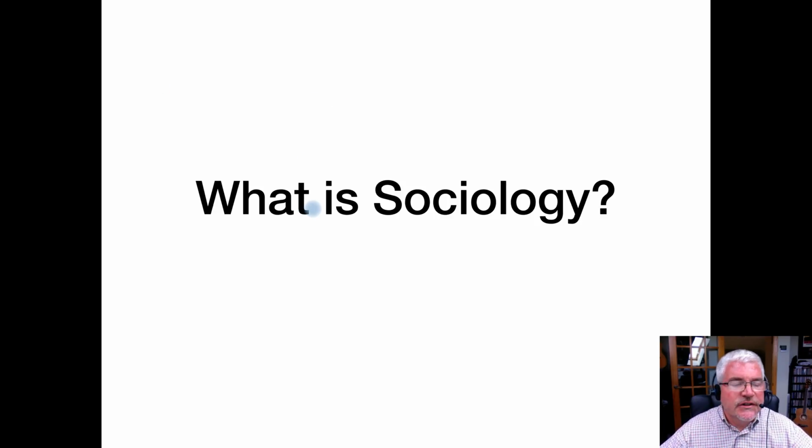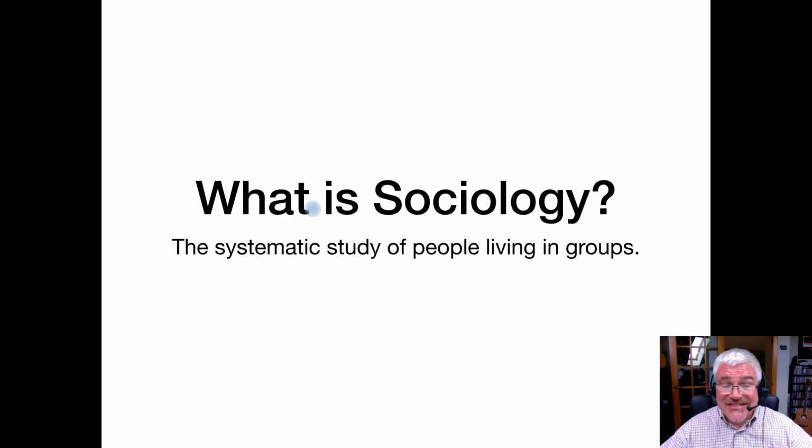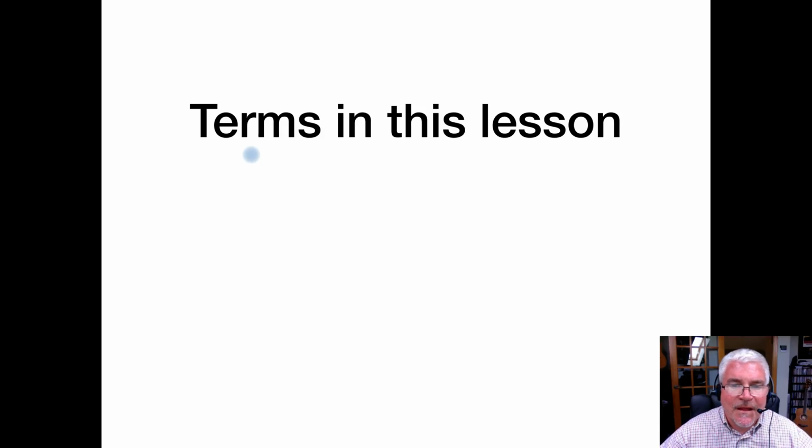So, what is sociology? Sociology is the systematic study of people living in groups. When we say systematic, that means it has a recipe it follows. It's systematic. It's scientific. We set up studies. We have criteria for those studies of people living in groups. So it's not like psychology, which is the study of the individual human mind and individual human behavior. This is people living in groups, the systematic study of people living in groups.